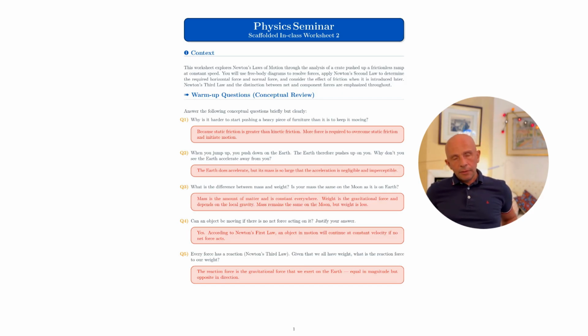And question 5, the last one on page 1: what is the reaction force to our weight? This is a classic. Your weight is the gravitational force the Earth exerts on you. According to Newton's third law, the reaction force must be equal, opposite, and act on the other object. Therefore, as stated in the answer, the reaction force is the gravitational force that you exert on the Earth. All right, that covers the conceptual review on the first page.